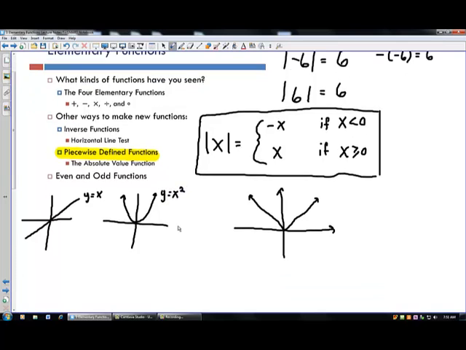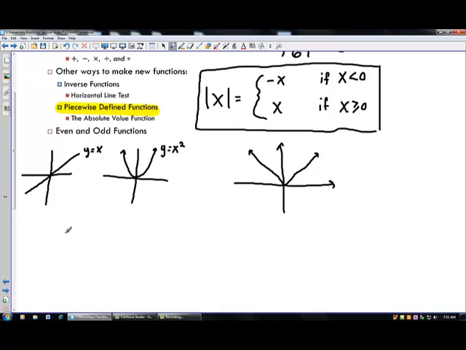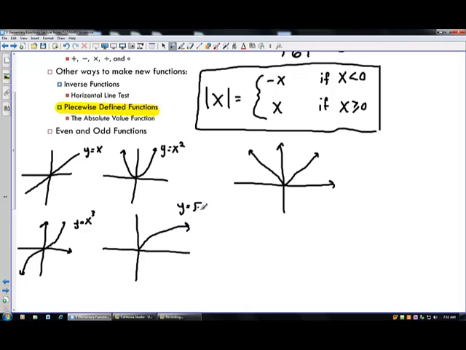There are a couple other power functions you should be familiar with. You should know this one. This is the graph of y equals x cubed. And also the square root of x is a good one for you guys to know. This is the graph y equals square root of x.